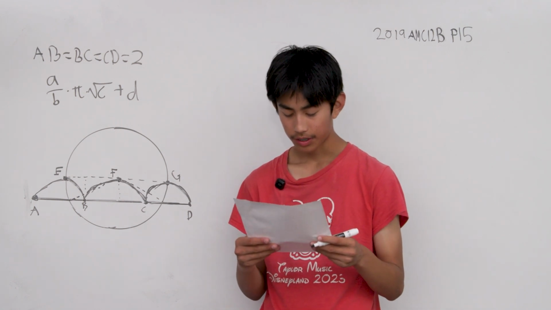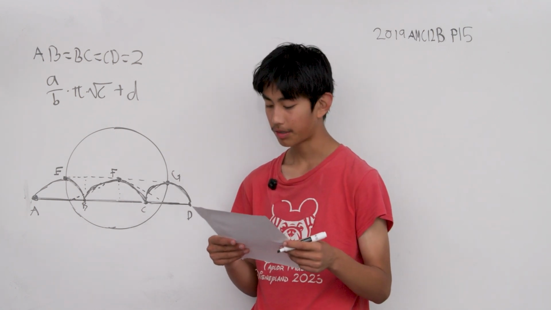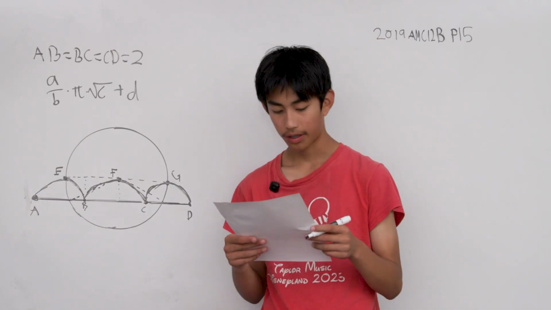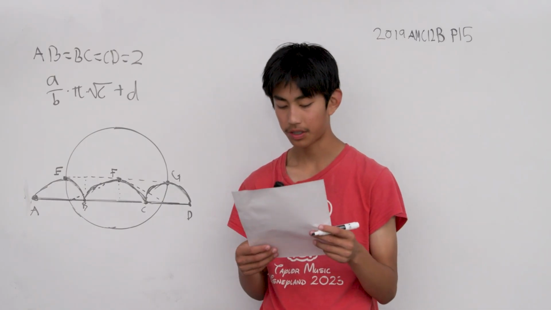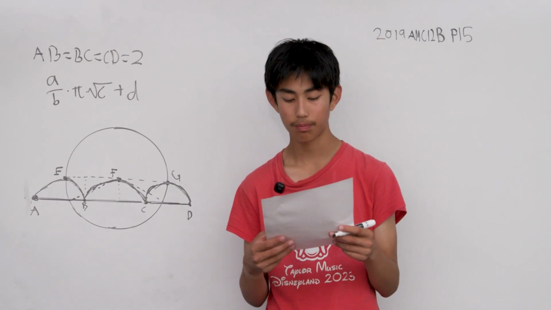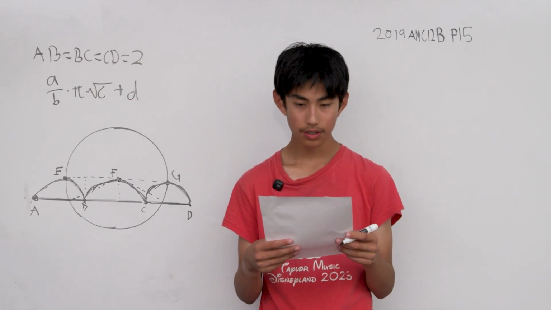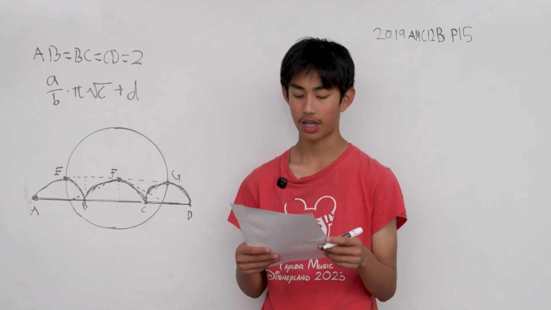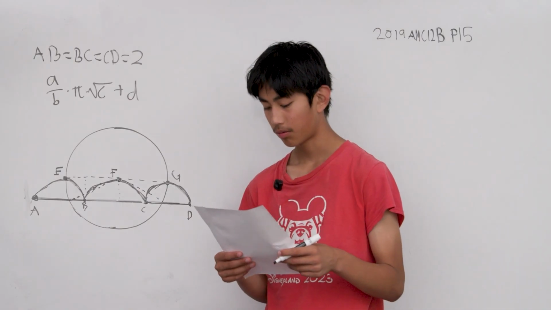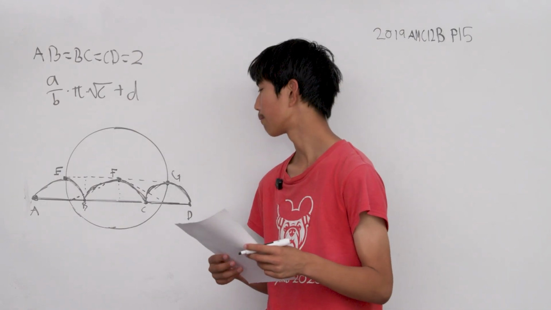A circle of radius 2 has its center on F. The area of the region inside the circle but outside the three semicircles can be expressed in the form A over B times pi minus root C plus D, where A, B, C, and D are positive integers and A and B are relatively prime. What is A plus B plus C plus D?